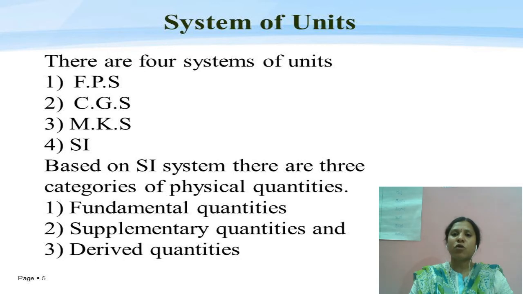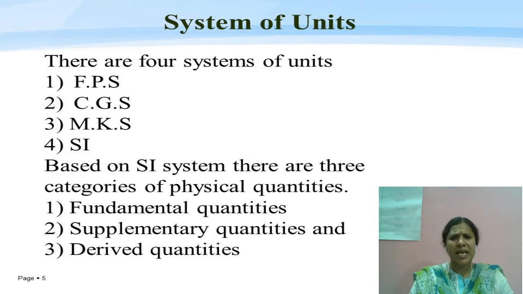The third system was the MKS system. In the MKS system, the length is measured in terms of meter, the mass is expressed in terms of kilogram and the time is expressed in terms of seconds. Now, the universally accepted one is the fourth system, which we are going to call the SI system. SI stands for the International System of Units, abbreviated as SI.